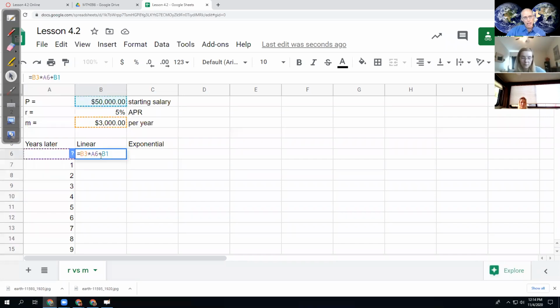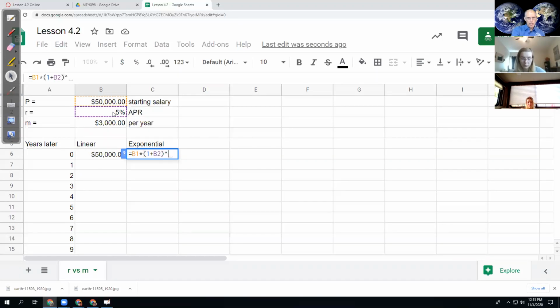And the way you do that is the things that don't change get a dollar sign. So I'm always getting $3,000 a year. So I'm going to put a dollar sign in front of the 3 for B3. And my starting pay is what it is. So that's always in row 1 there. So I put a dollar sign in front of the 1. So if things are fixed in a spreadsheet, like the starting amount or the slope, they get a dollar sign. If they're changing, like the years, they don't get a dollar sign. And again, I'll keep demonstrating that as we go on. Similar for exponential, we start with the initial pay, and then we multiply by parentheses 1 plus the rate.